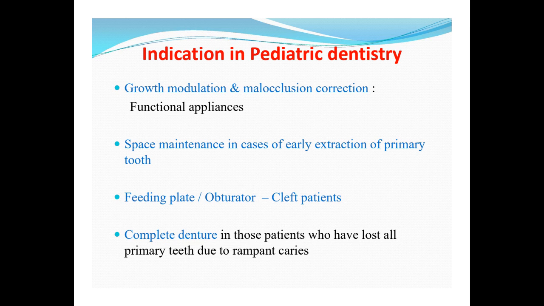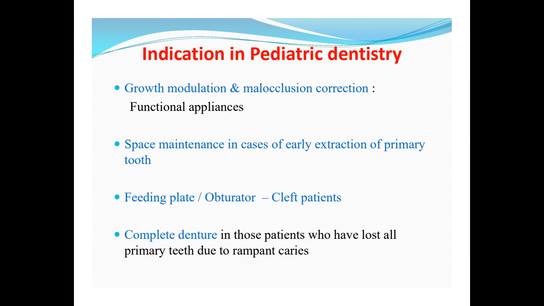The next most important is your space maintenance. Most of the times children come to us in a very late condition where we cannot save the primary tooth. We have to go for multiple extractions. So that extraction space has to be maintained. So we give in the form of removable appliance, which is called as removable space maintainer.